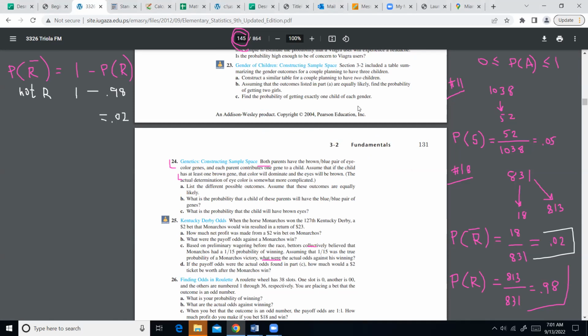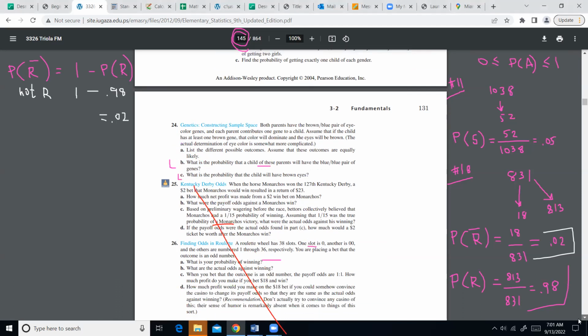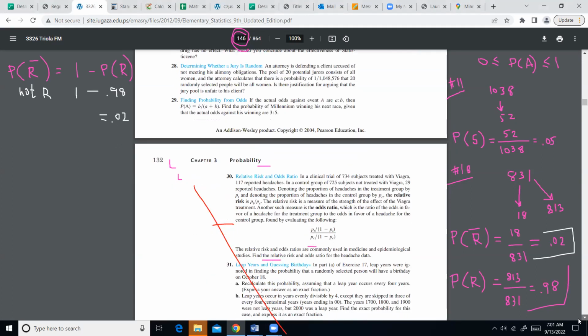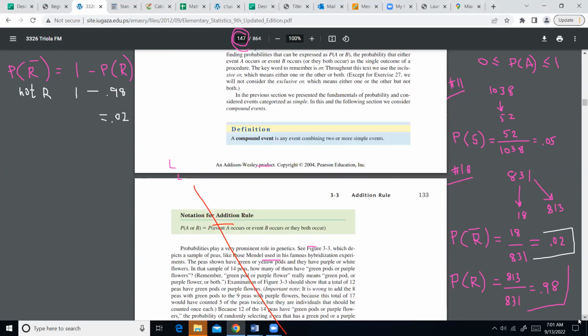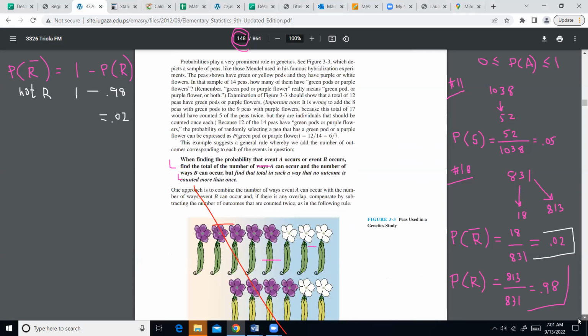I don't want you to do problems that deal with so-called odds. So these exercises, we usually skip, we're not using them. And so you just stop at problem 23. So this last page of section 3.2, you don't have to worry about. And then beyond the basics, all that stuff we don't really care for.